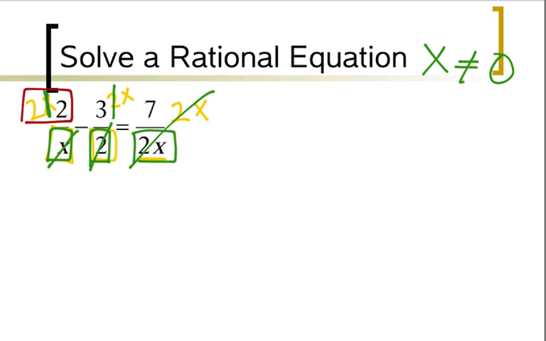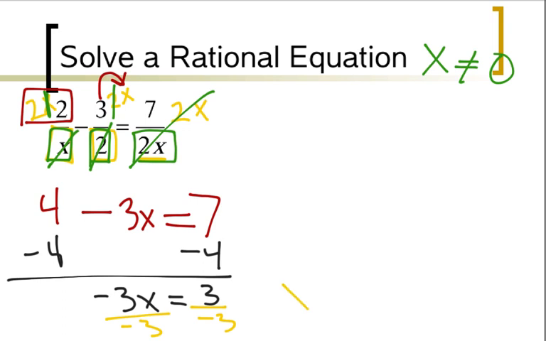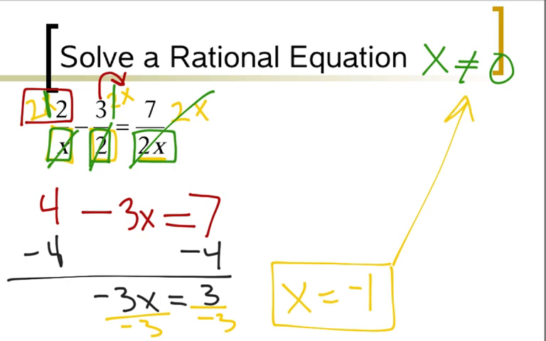I'm left with 2 times 2, which is 4, minus 3 times x, which is 3x, equals 7. No fractions. We just took a problem that looked complicated and made it a problem with no fractions in it. I lost my equal sign. And we have a simple two steps to solve for x. To finish solving, all I have to do is subtract 4, and I get negative 3x is equal to 3. Divide by negative 3, and I get x equals negative 1. Because that's not equal to 0, it is a valid answer, and I've solved this problem.